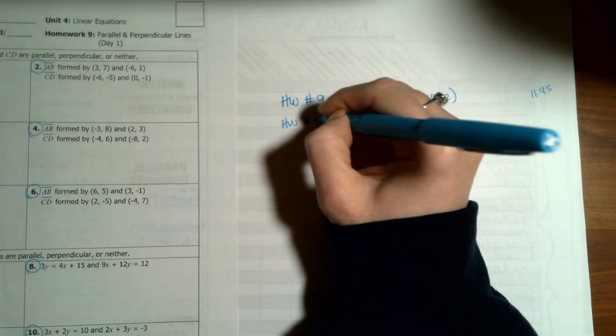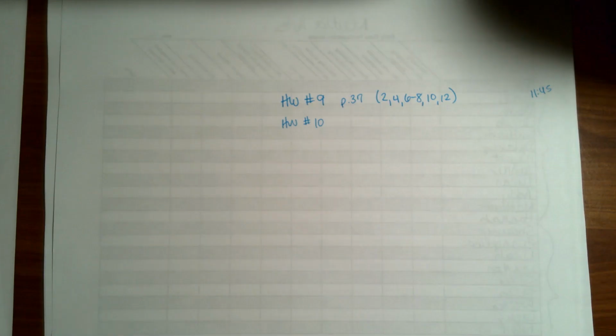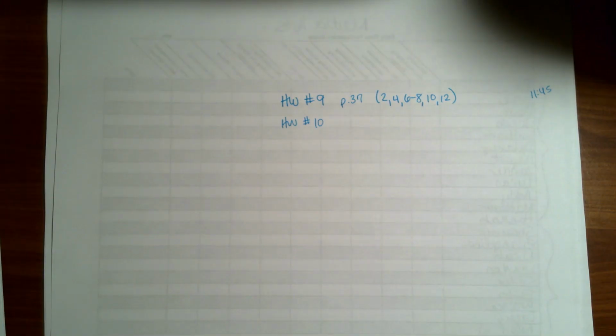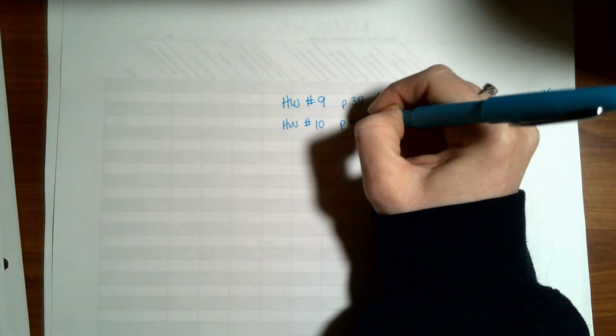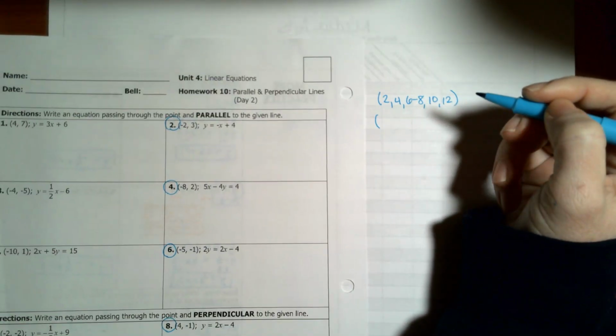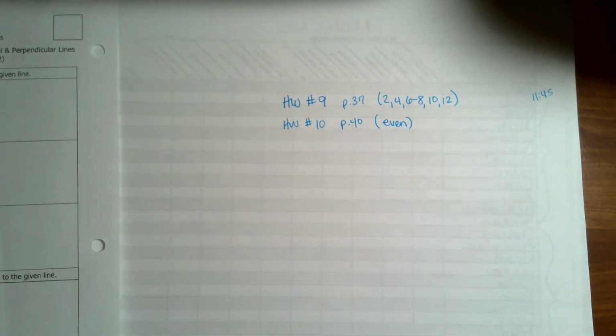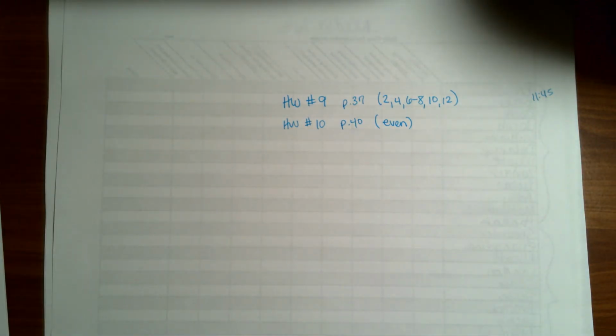Homework number 10 is on another page that I have to flip around and find. Page 40. You are going to do 2, 4, 6, 8, 10, and 12. So that's just the even ones. 2, 4, 6, 8, 10, 12.